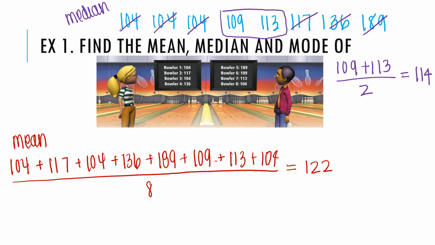So that's our median. And then our mode is the value that occurs the most. So 104 occurs 4 times, so that's the value that occurs the most.